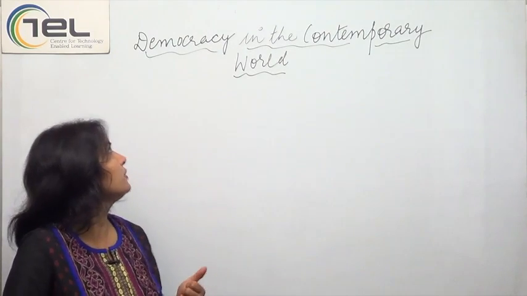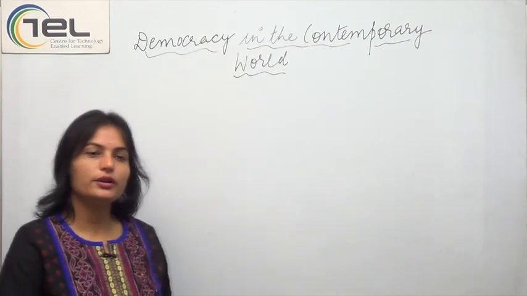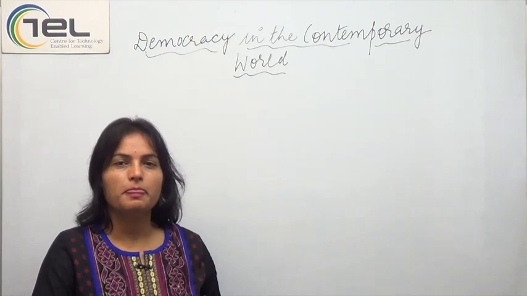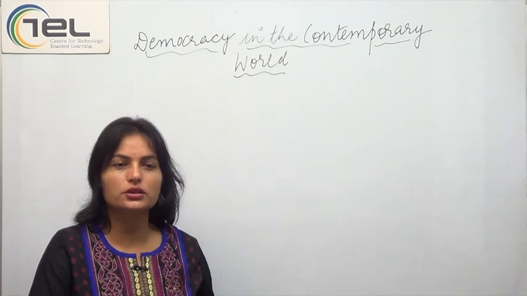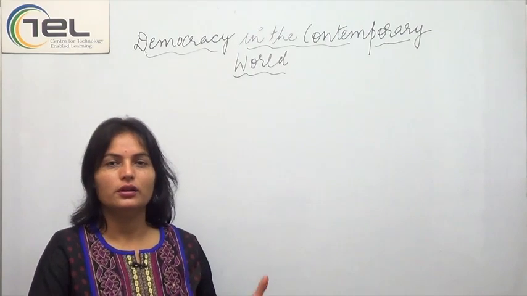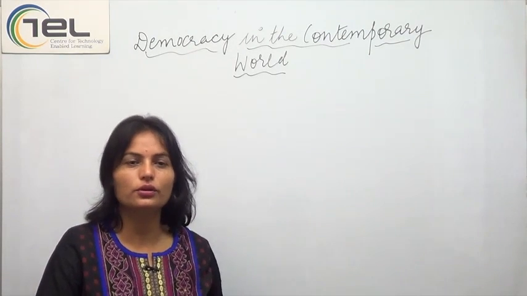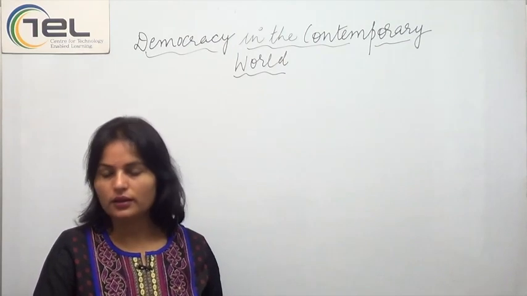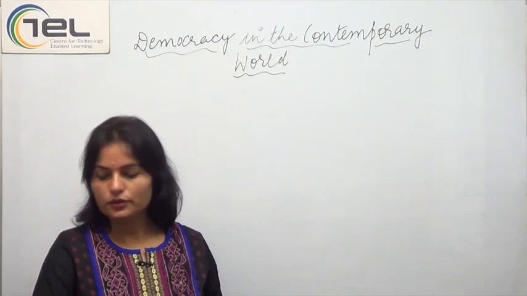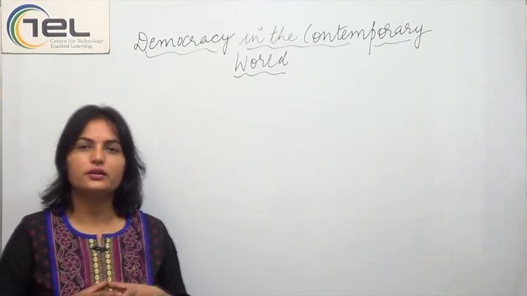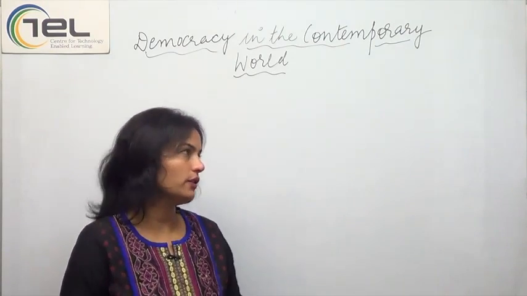So under this chapter, that is democracy in the contemporary world, we will study how this transition from autocratic rule, that is the authoritarian rule, the rule of the king and the queen, came to democracy, or transited to democracy.